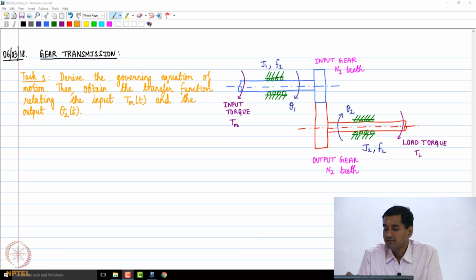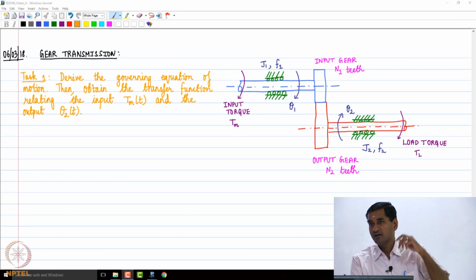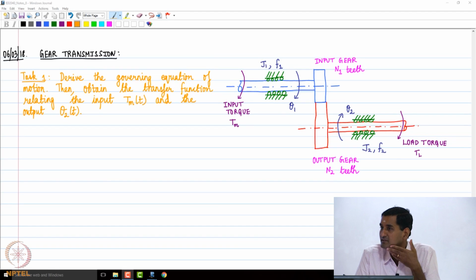Let us say that the moment of inertia of the entire input shaft and input gear assembly put together is some J1, and the input shaft is supported on a bearing with a friction coefficient of F1. So the viscous friction coefficient is F1. That means that the frictional torque which is dissipated is essentially F1 times omega 1. So that is the implication of that coefficient F1. And similarly, of course, the angular displacement of the input shaft is, let's say, theta 1(t).